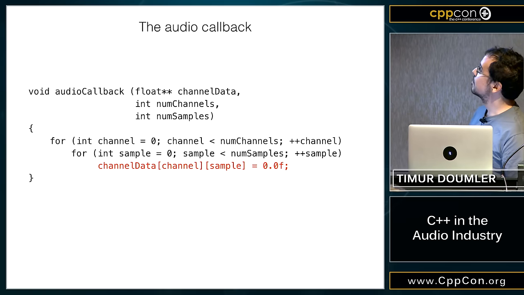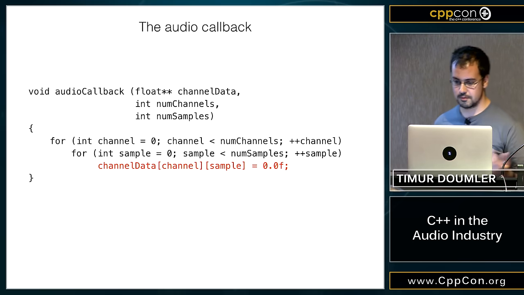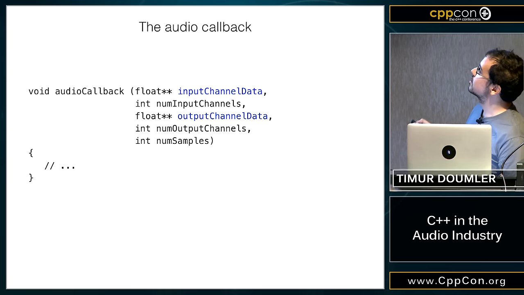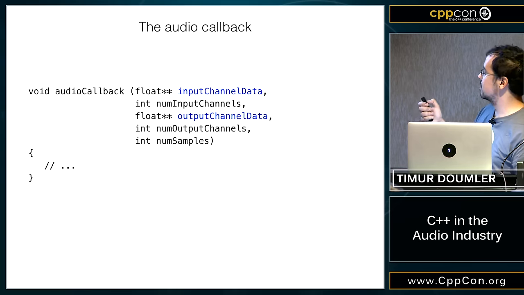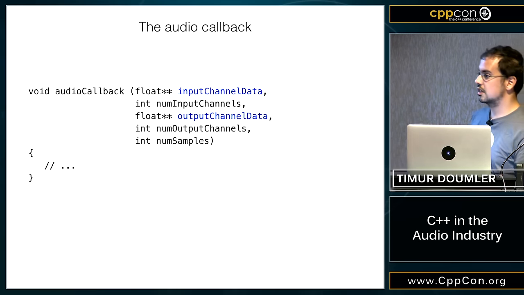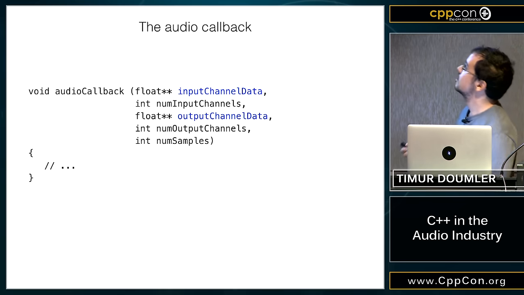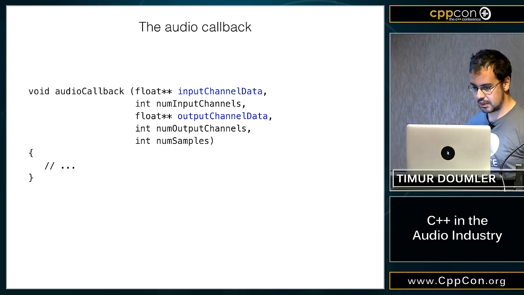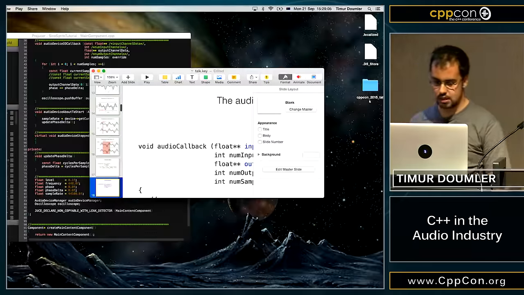You will have some ugly noise. Of course, in the real world you would not write zeros, but you would have some math that generates your audio. In the more general case, you have inputs and outputs: one pointer to the audio data coming from the sound card and another array going to the sound card. For example, you can take the input, transform it somehow, and send it back out. That will happen in here. So this is the audio callback, the means by which you exchange audio data.